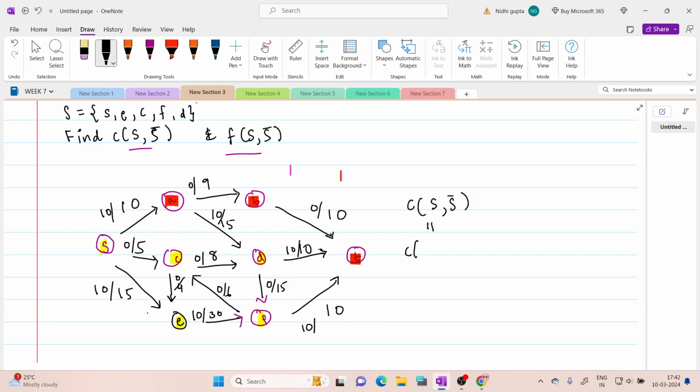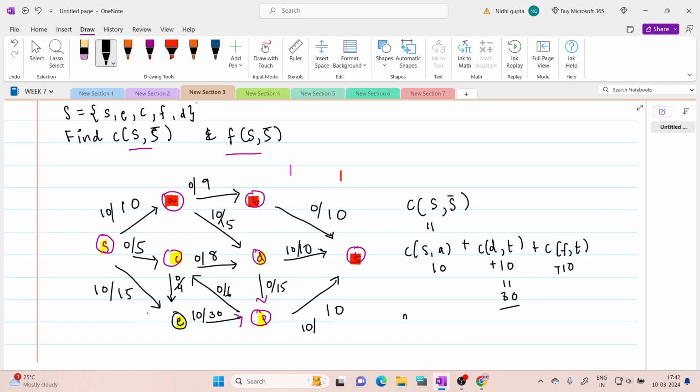So we are looking at the edges which are going out: C of S, A, plus C of D, T, plus capacity of F, T. Any other edge? 10 plus 10 plus 10. Any other edge? So the capacity of this cut is 30.